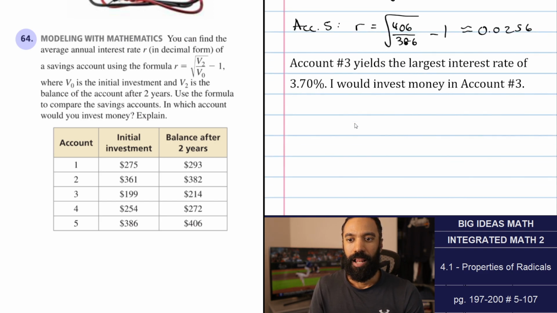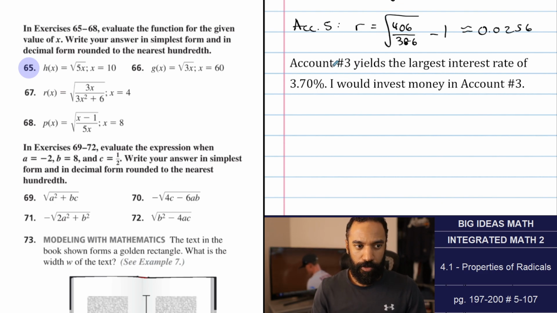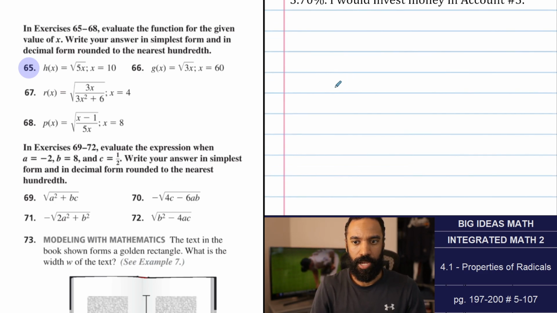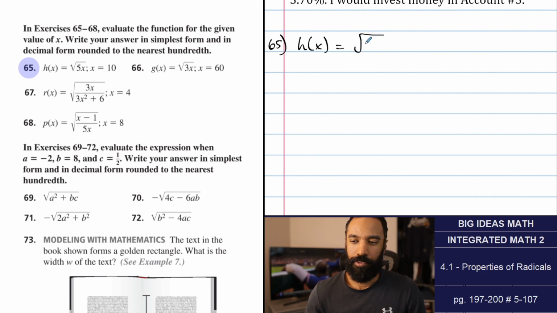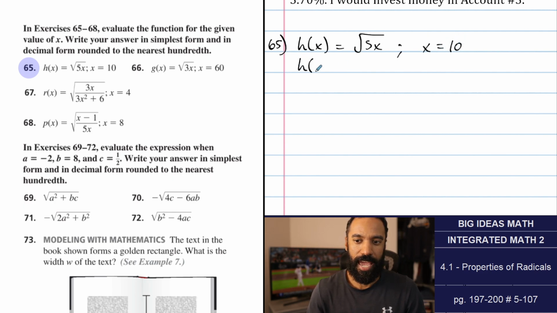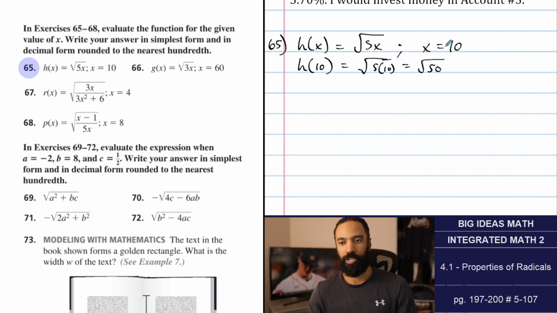Okay, let's move forward. Number 65 to 68. Evaluate the function for the given value of x. Write your answer in simplest form and in decimal form, rounded to the nearest hundredth. Okay, so we're simplifying. h of x equals root 5x, where x equals 10. We're going to take h of 10. So root 5 times 10. I'm just saying I don't know what they're bringing about with us doing this. There's practicing function notation, I suppose.